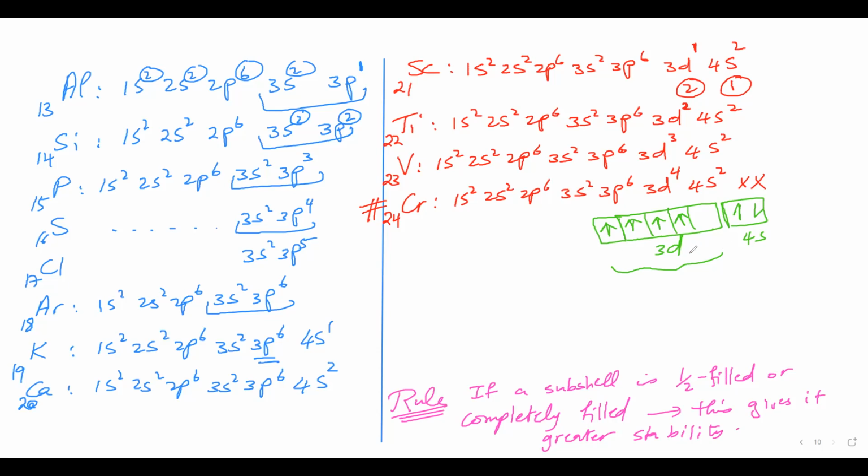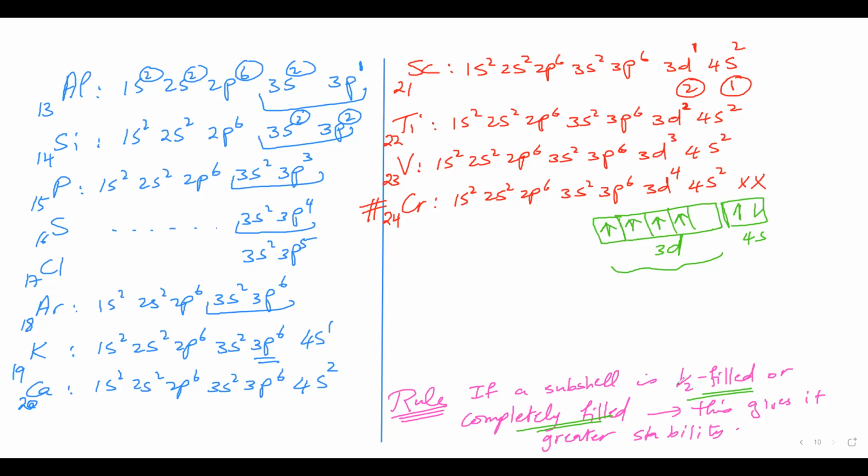So if it takes 10 electrons, we say that it is completely filled. And if it takes 5 electrons only, we call it half filled. You understand now what is half filled and what is completely filled?